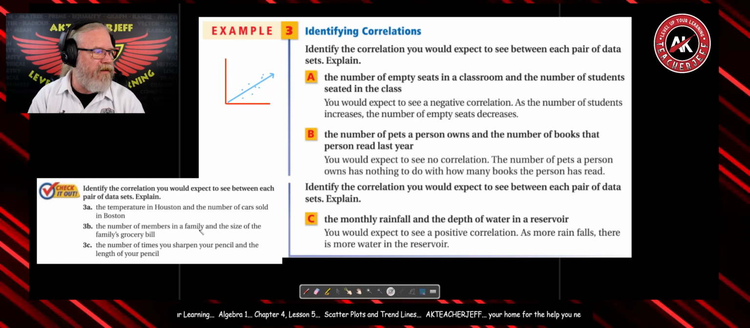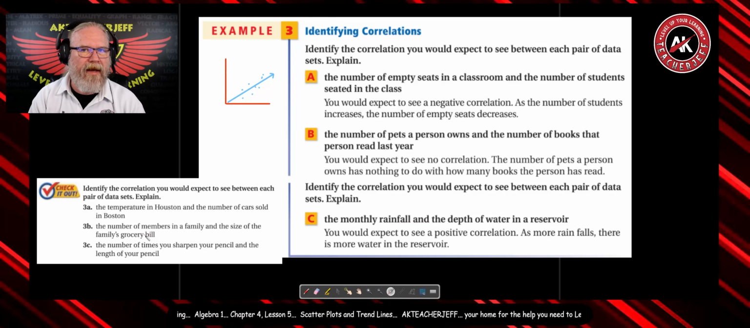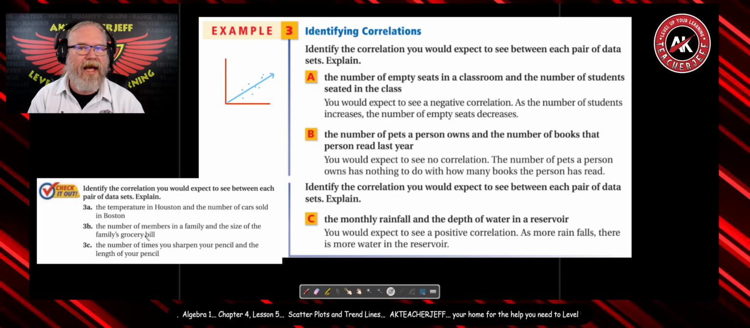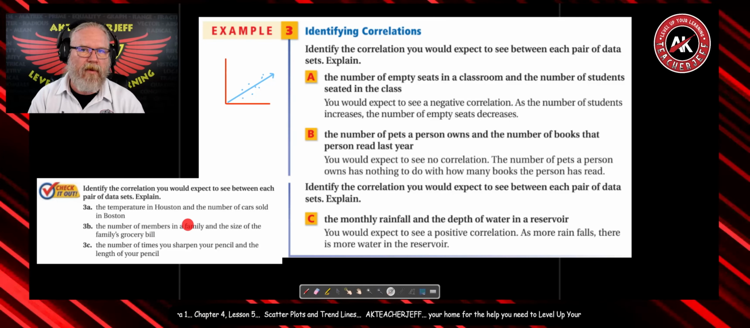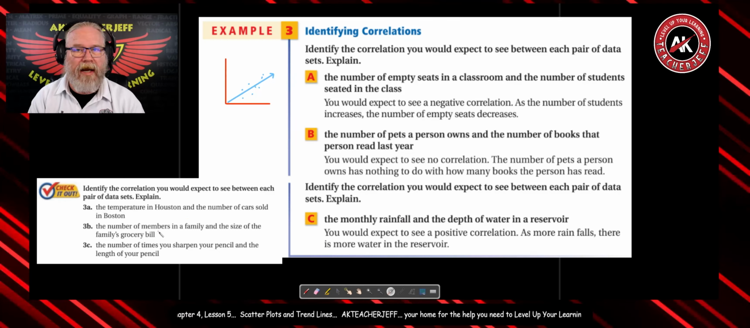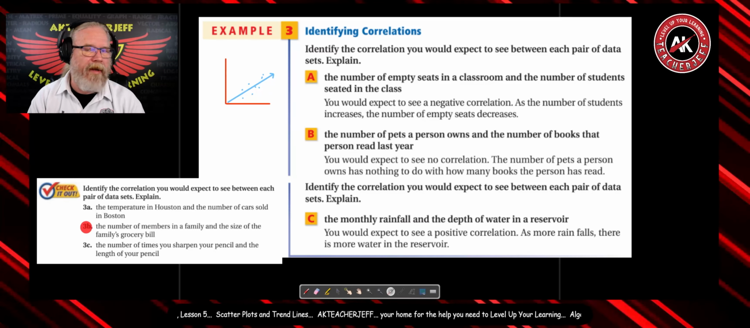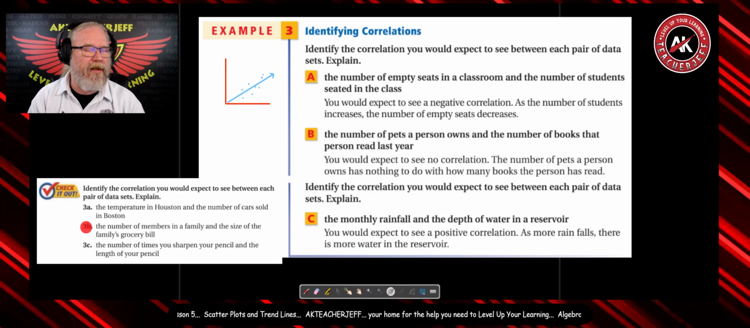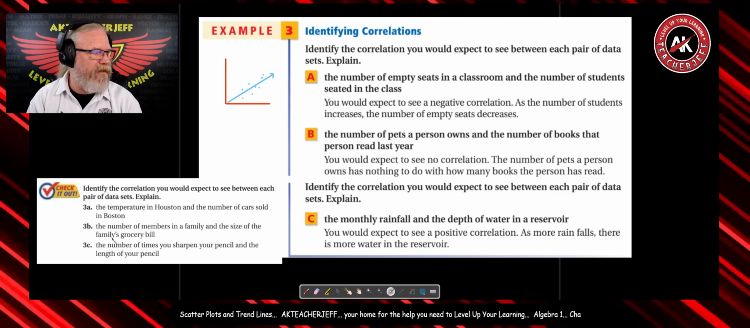The number of members in a family and the size of a family's grocery bill. Now that one definitely would be a positive correlation, because as the number of family members increases, well, that's more people they've got to feed, unless they're going to eat less. But my guess is they're going to have to buy more groceries, and so their food bill is going to increase. 3B would be a positive correlation. They're both increasing, the number of family members and the amount of food.